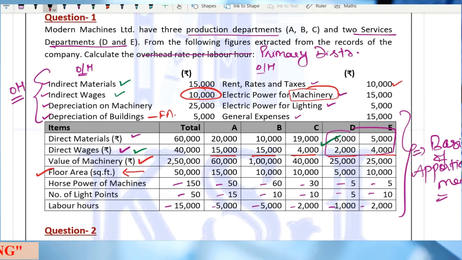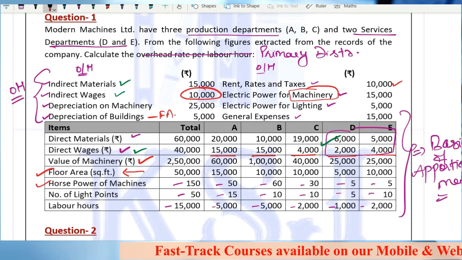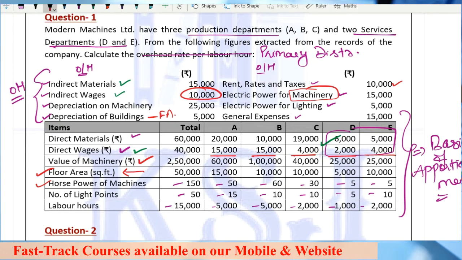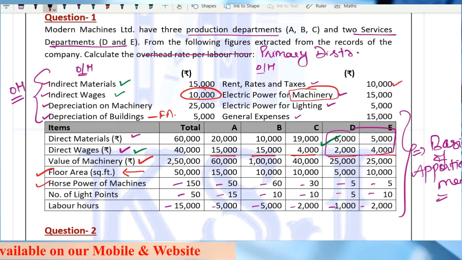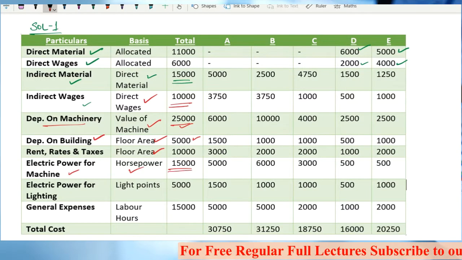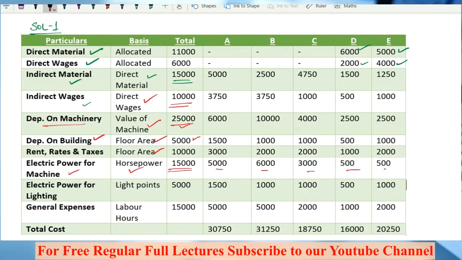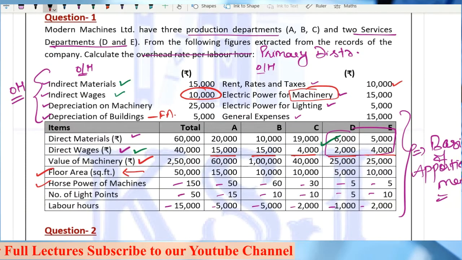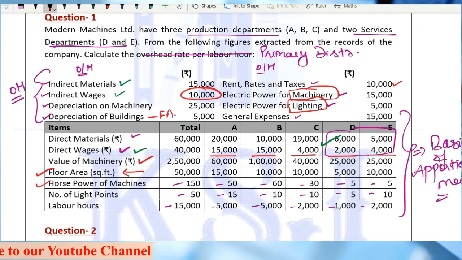So electric power of machinery is to be taken on the basis of horsepower of machines. Right? That means how much electricity that machinery is going to consume will depend upon the capacity, the power of that machine. Okay. So the basis is horsepower of machine. Electric power for machine, total is 15,000 distributed in the ratio of horsepower. Next, electric power for lighting. It will depend upon number of light points.